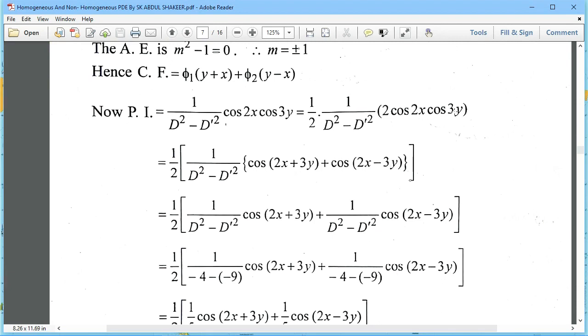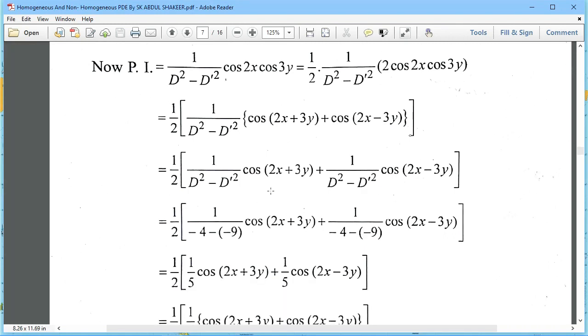Here a is 2x and b is 3y. So cos of a plus b plus cos of a minus b. Now operating with the integral operator, that is 1 by d square minus d dash square. Now replacing d square equal to minus a square and d dash square equal to minus b square. Here a is 2 and b is 3. So that d square equal to minus 4 and d dash square equal to minus 9. Similarly here also d square is minus 4 and d dash square is minus 9.